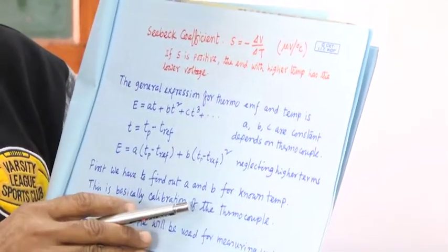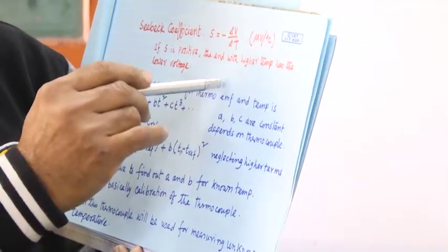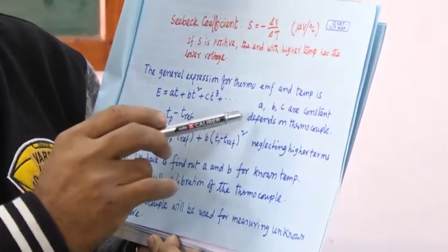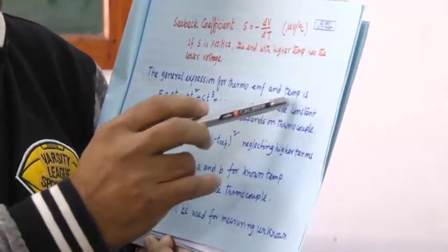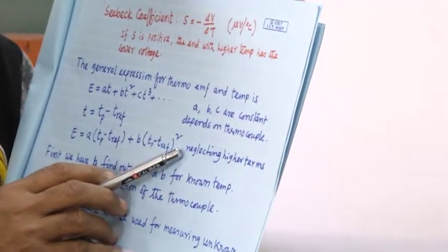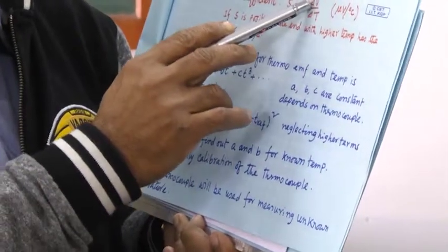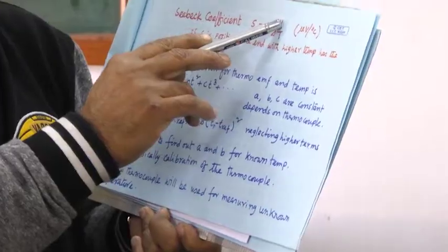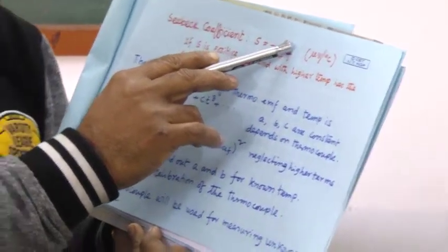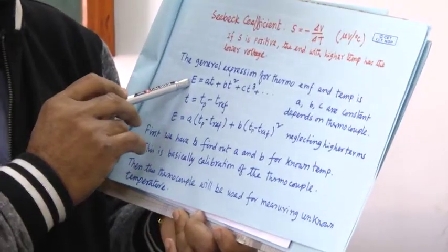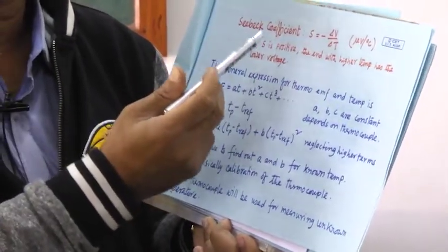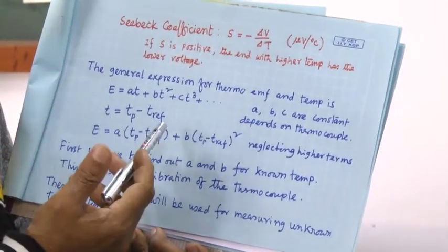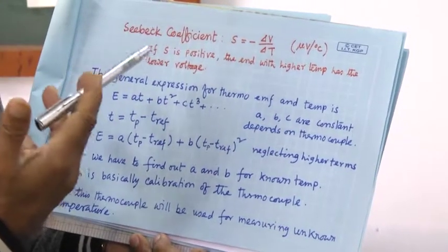Now, if I plot that E versus temperature T, I will get a curve. From the slope of the curve, I will be able to find del V by del T, or del E by del T, the same thing. Here I have written E, but there I have written V, so I should write V in both places. So, from the slope I will get del V by del T, which is the Seebeck coefficient, or that can be used as a calibration factor.